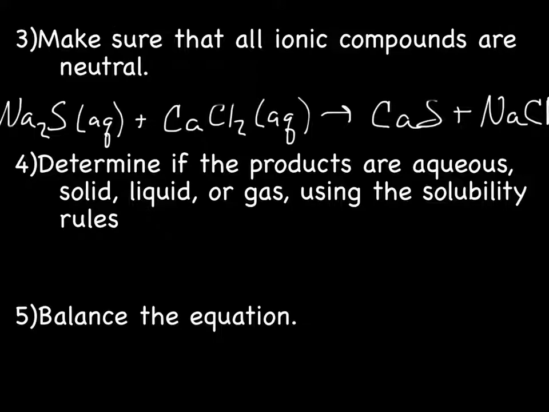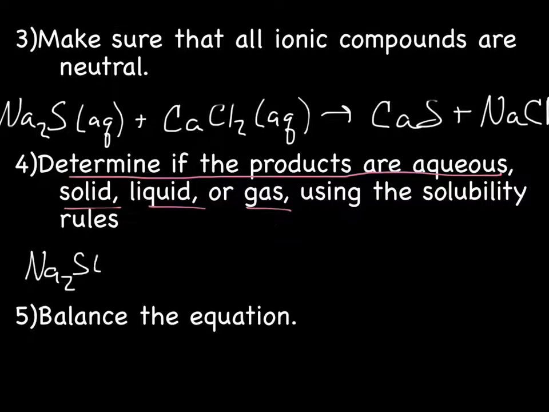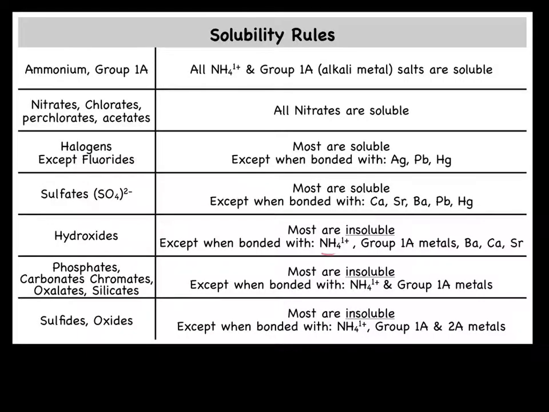Now we've got to do some thinking. We have to determine if the products are aqueous, solid, liquid, or gas using the solubility rules. So we can put back our reactants. We have Na2S, which is aqueous, plus CaCl2, which is also aqueous. Now let's look up CaS. Let's jot that down so we don't forget what we're looking for. We have CaS, so calcium and sulfides.